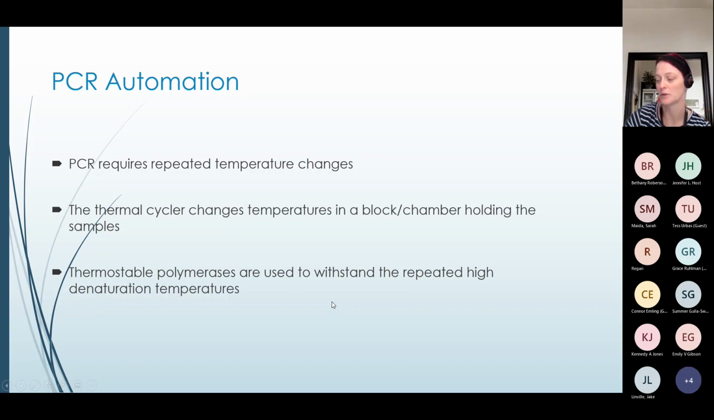Thermostable polymerases, which we call Taq polymerases, are used to withstand repeated high denaturation temperatures. So does anybody know where we got Taq polymerase from?